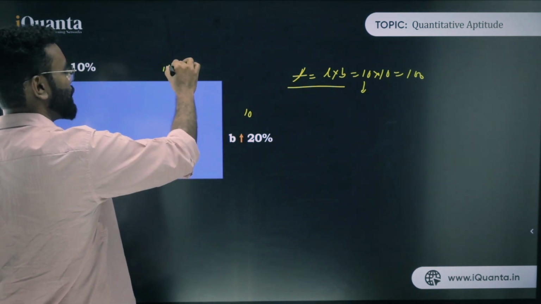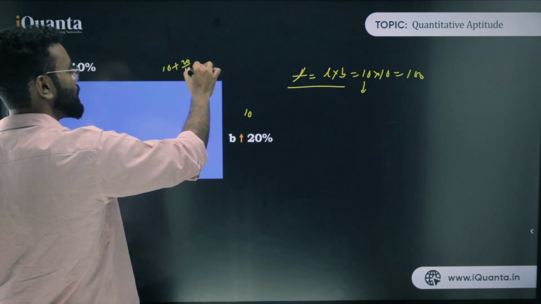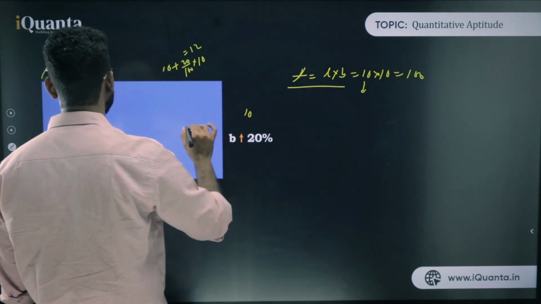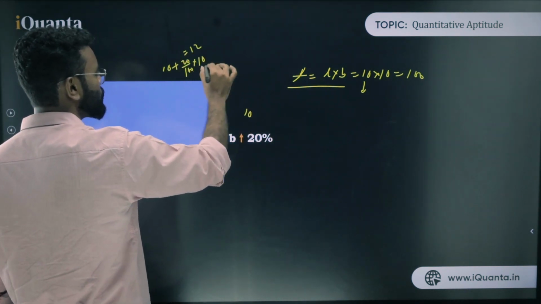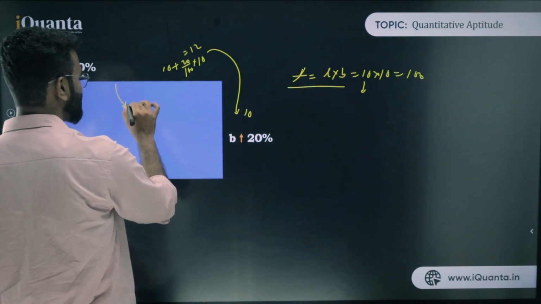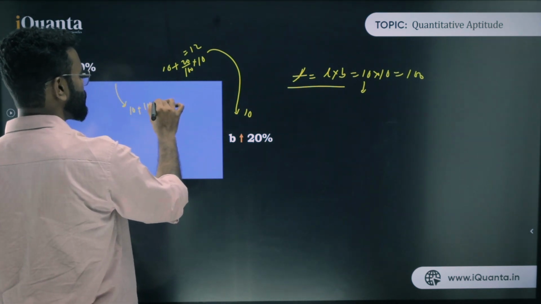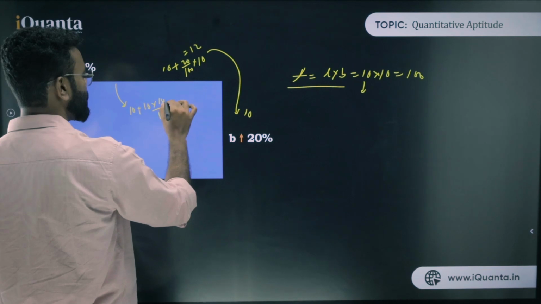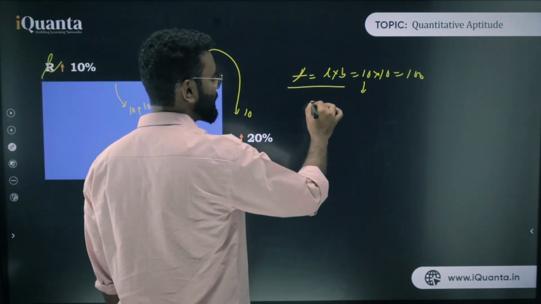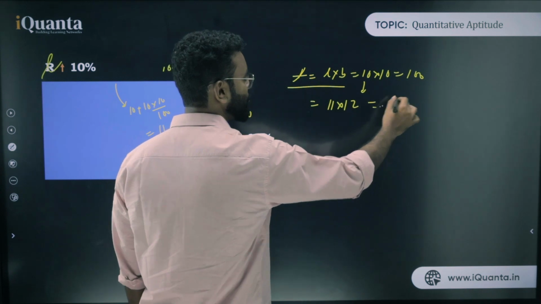So it was 10, now it is 10 plus 20 upon 100 into 10, which is 12. Similarly, sorry, this is 10 upon 100. So this is basically 12, this portion. And in this case, that is 10 plus 10 into 10 upon 100, which is 11. So now think about this, 11 into 12, so it has become 132.